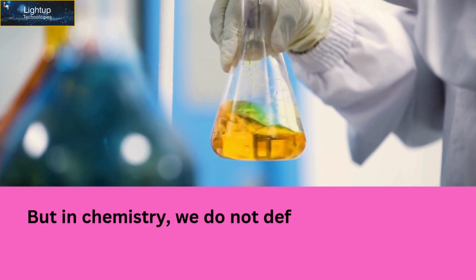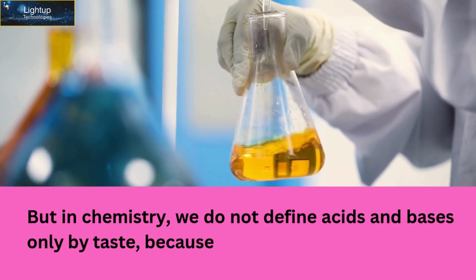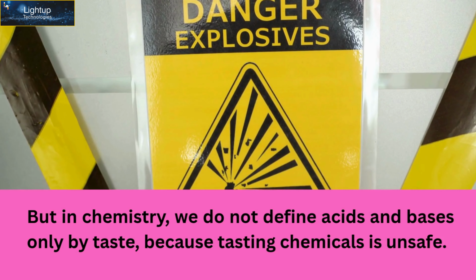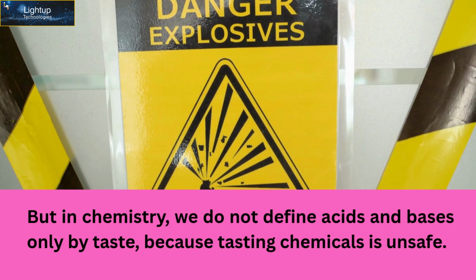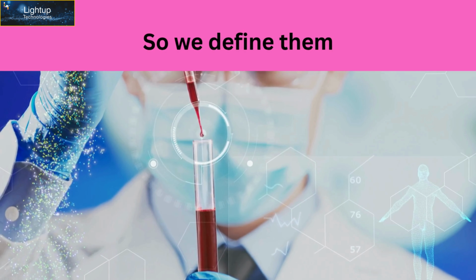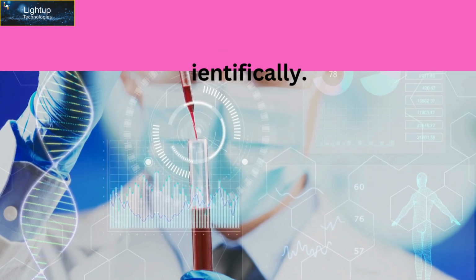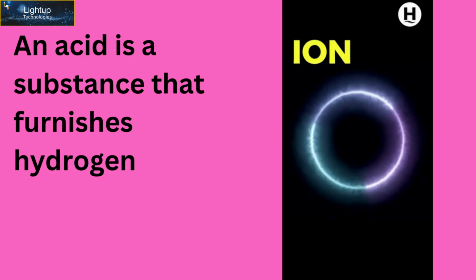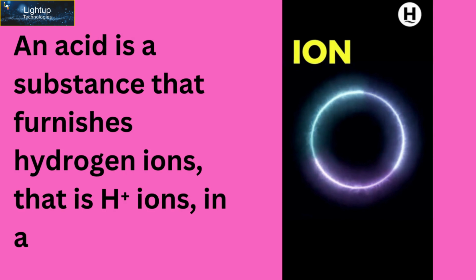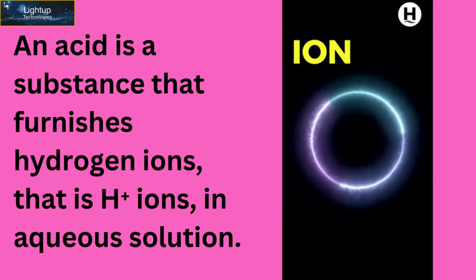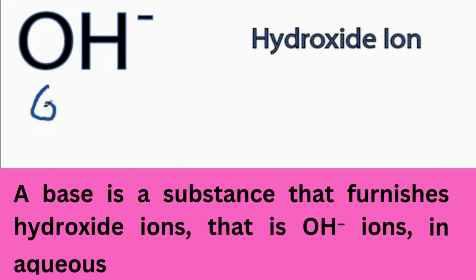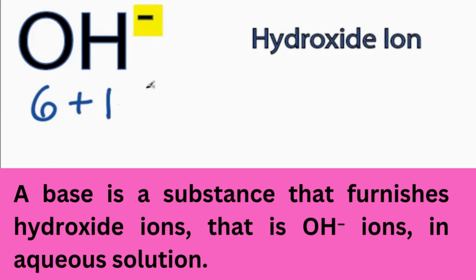But in chemistry, we do not define acids and bases only by taste because tasting chemicals is unsafe. So, we define them scientifically. An acid is a substance that furnishes hydrogen ions, that is H plus ions, in aqueous solution. A base is a substance that furnishes hydroxide ions, that is OH negative ions, in aqueous solution.